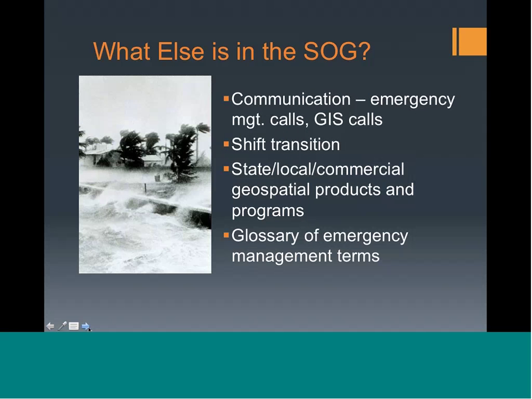We also have a piece in the document here on shift transition, what you need to do to get the next shift up to speed. A key part of that, if you have a reporting device or spreadsheet on where you are, is that it makes it a whole lot easier to explain to the incoming team what's in the hopper, what needs to go out when, and other things that have occurred. That's all part of it, as well as ideas on other products and programs that are out there, and a pretty good glossary of emergency management terms.